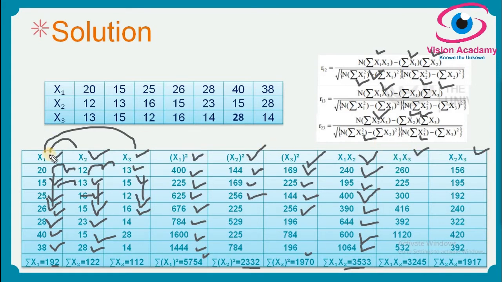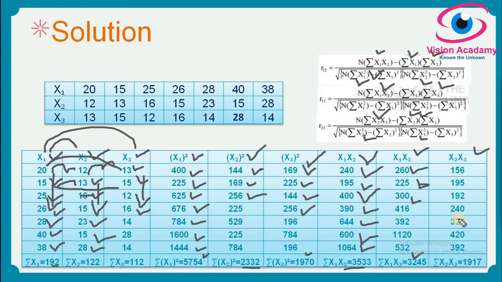In the same way, I have multiplied the value of variable 1 to variable 3. So here 20 into 13 will be 260, and 15 into 15 is 225. 25 into 12 will be 300, and so on. I have multiplied x1 and x3 values.